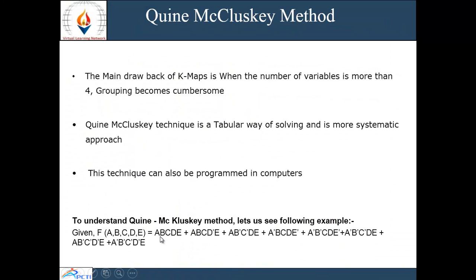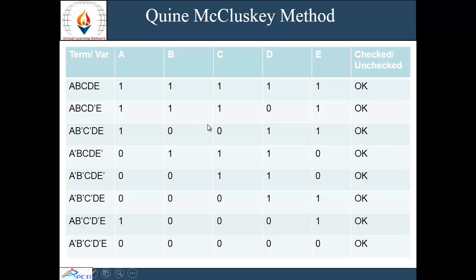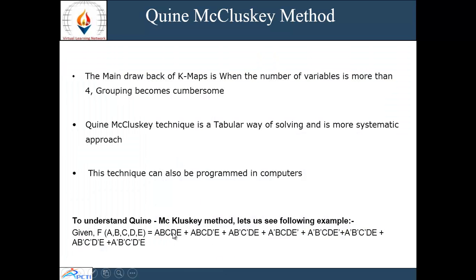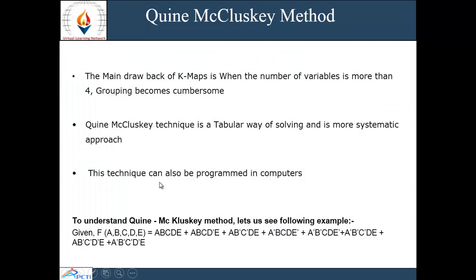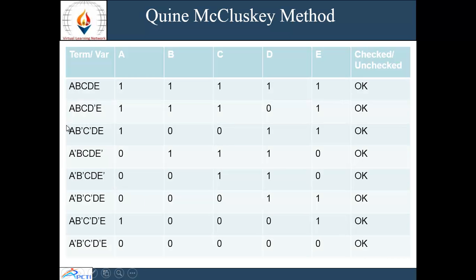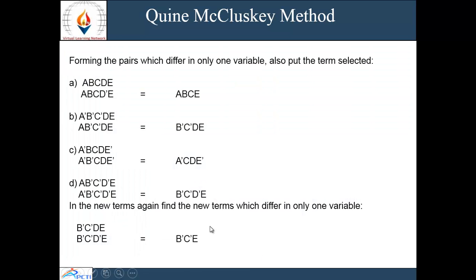This is the equation: ABCDE, ABCD complement E, AB complement C complement DE. This is the final equation. If we want to reduce the number of gates in this, then we have to minimize this equation. To do so, we write down all these terms: ABCDE, then ABCD complement E as the second one, then AB complement C complement DE as the third one.